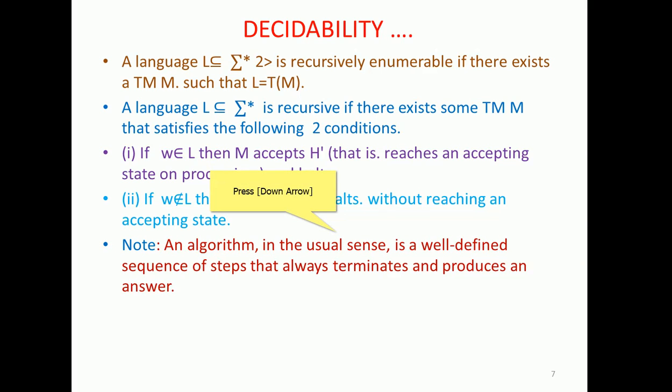Note on algorithms: an algorithm, in the usual sense, is a well-defined sequence of steps that always stops and produces an answer. A finite number of steps are put into the algorithm, and after executing those n steps, it stops and produces some output. That is the philosophy behind halting, right? Halting and accepting in the final state.